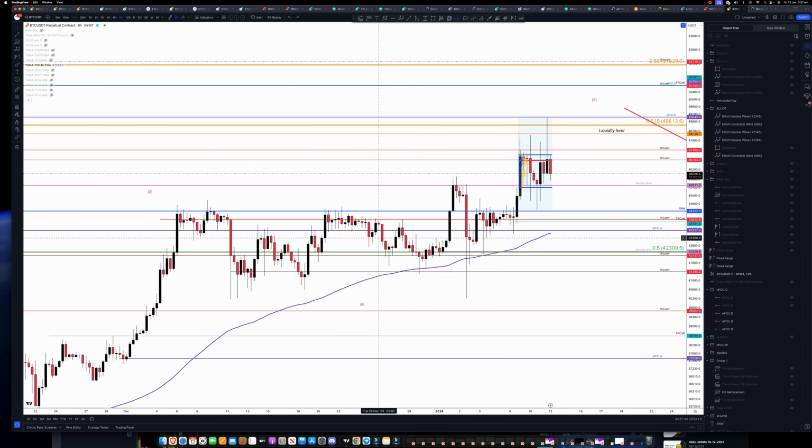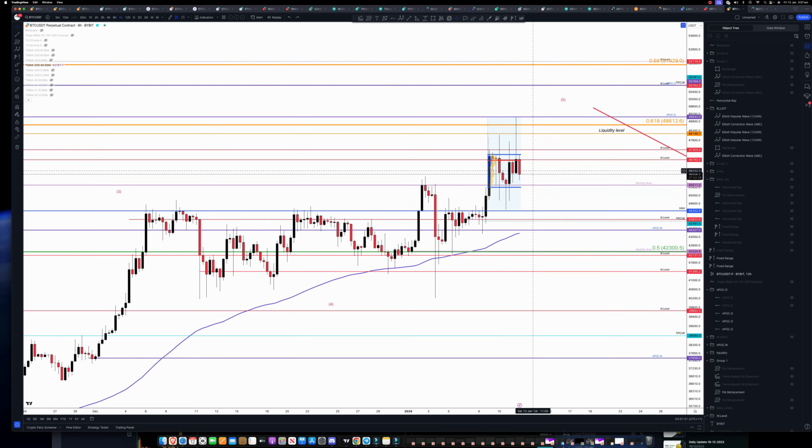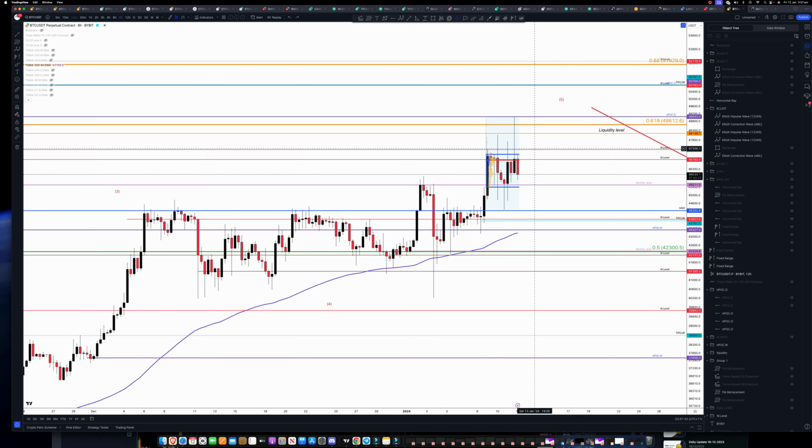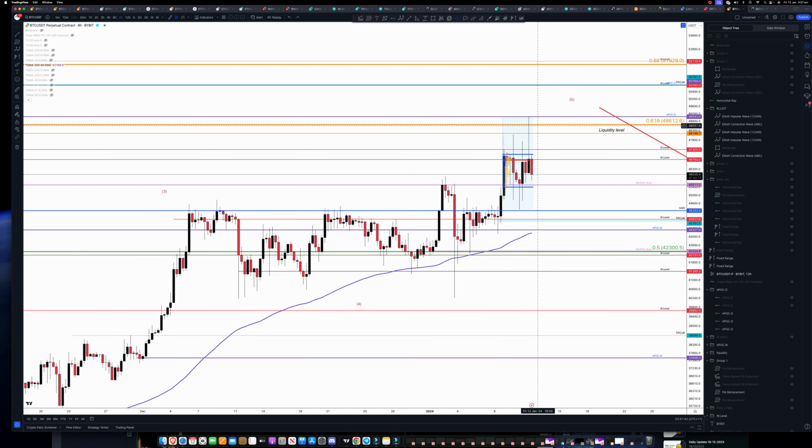Even though we broke out of this, the upside many times acts as resistance. Now, my guess is that we're going to continue to tap on this 618. So that was the first one. And I would suggest that if this was to go back up, it'll get another rejection. So that's your next shorting position.